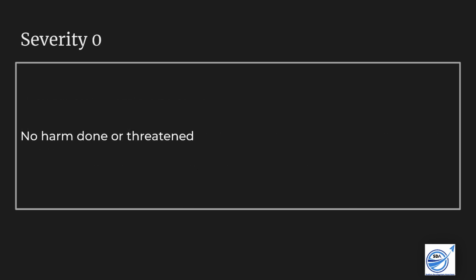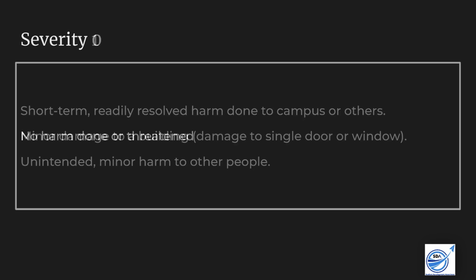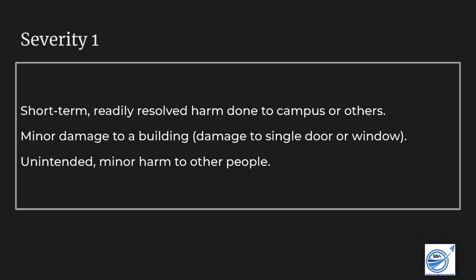With severity 0, we have no harm done or threatened to any persons or places on campus. This could be things where there may be a victimless policy violation, such as a candle in the residence hall, or something similar. With severity level 1, we have some small harm to other people or places. This is short-term, readily resolved harm to campus or others. Minor damage to a building, such as damage to a single door, a window screen, a patch of carpet. It could also include unintended minor harm to other people. Accidents that happen on campus could be severity level 1.